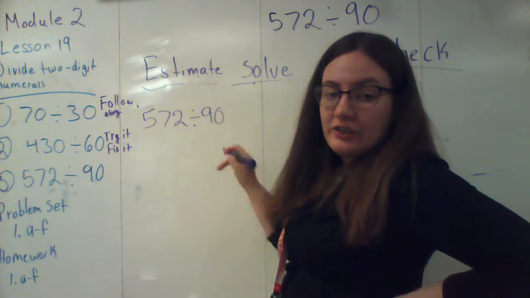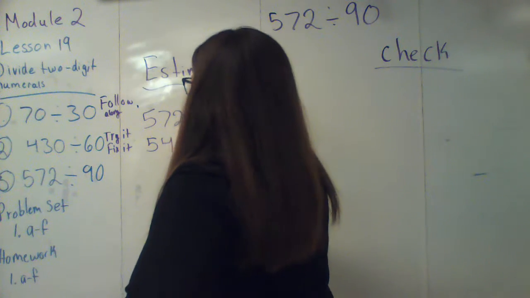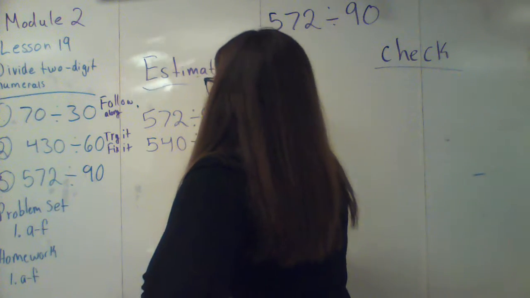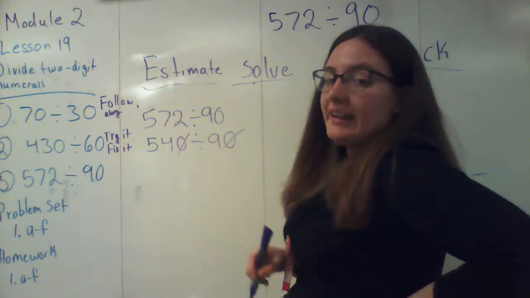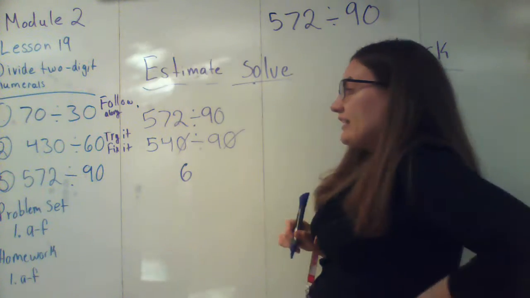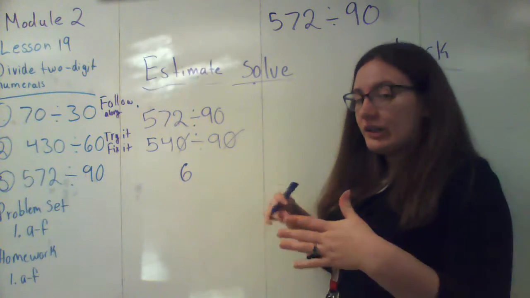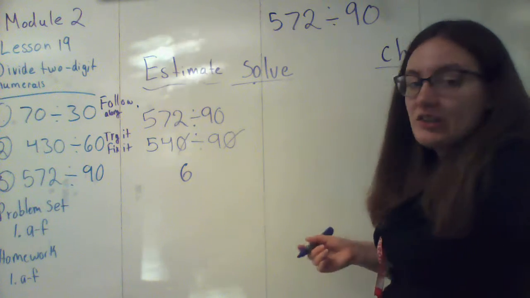So I'm going to change 572 into 540. And I'll divide that by 90. Again, I can cross off those zeros, and then I do 54 divided by 9, which is 6. So I know my answer is going to be close to 6, or it could be close to 7. It's going to be somewhere around there. Now I need to solve.